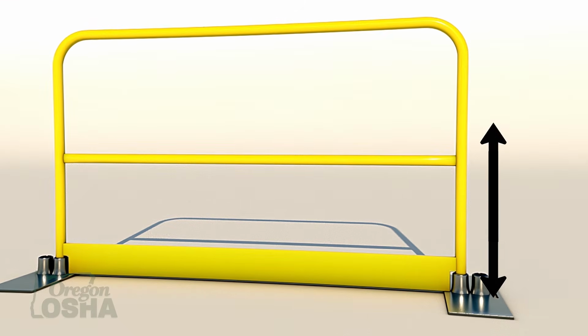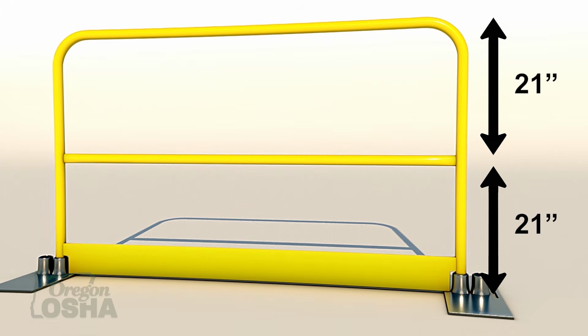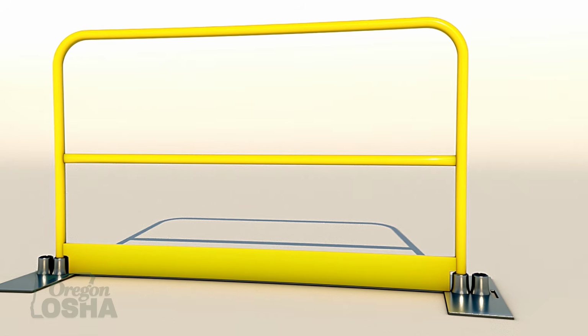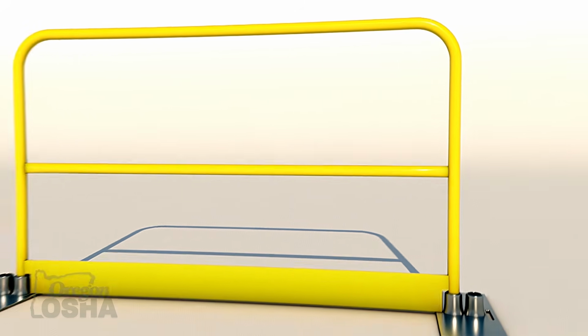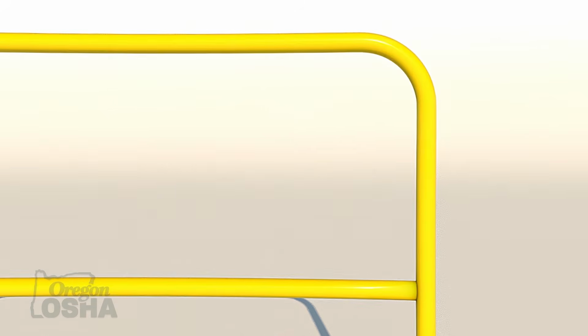The top rail should be 42 inches high, plus or minus 3 inches. Your mid-rail should be installed midway between the top rail and walking working surface. It must be designed to withstand 150 pounds of force in a downward or outward direction. Both the top rail and mid-rail need to be at least 1/4 inch in thickness.